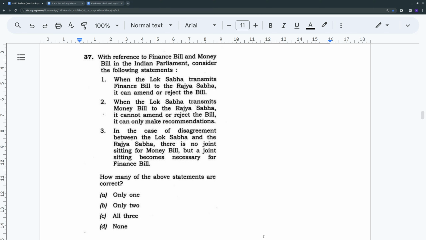Question 37. With reference to the finance bill and money bill in the Indian Parliament, consider the following statements. 1. When the Lok Sabha transmits the finance bill to the Rajya Sabha, it can amend or reject the bill. 2. When the Lok Sabha transmits money bill to the Rajya Sabha, it cannot amend or reject the bill. It can only make recommendations.